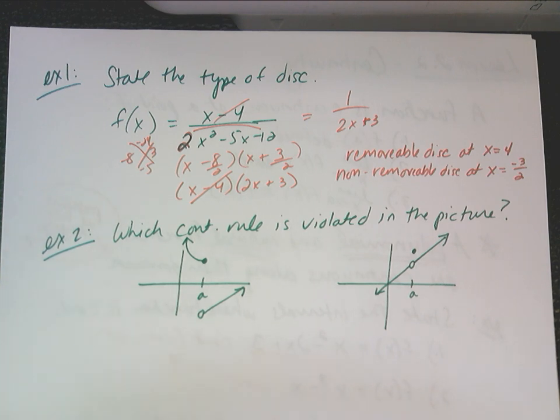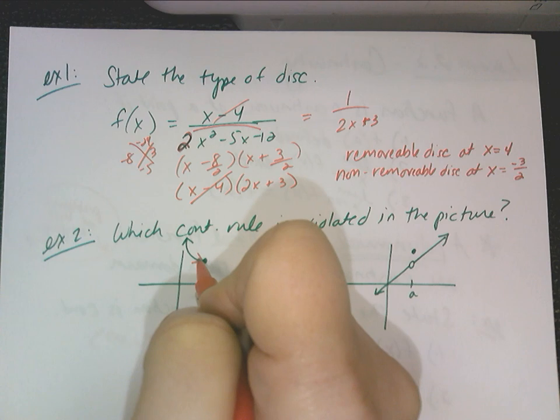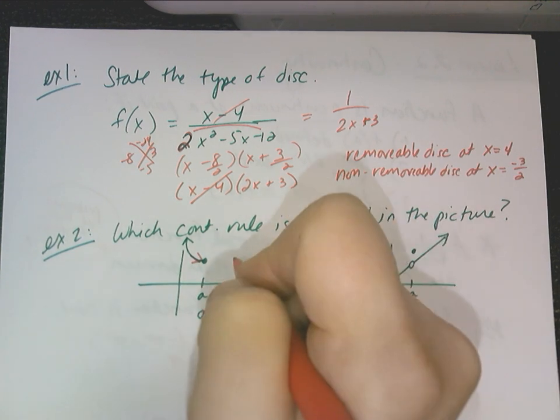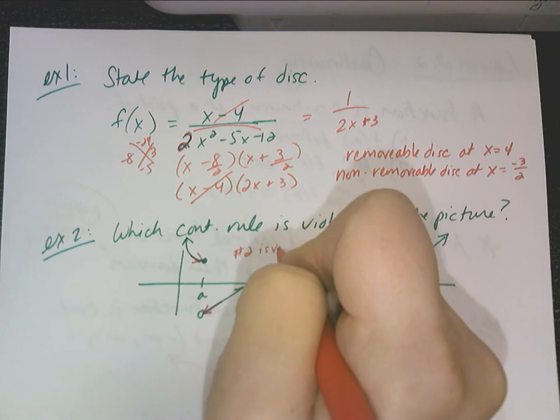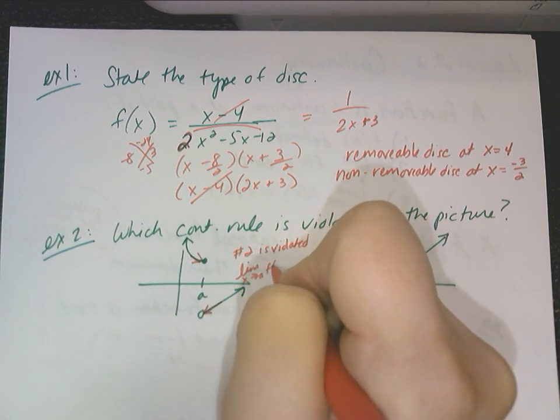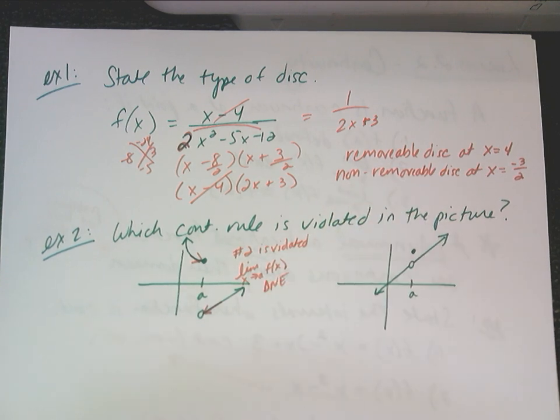Rule 2 says that the limit as you approach A from both sides is also defined. It exists. Okay? Well, let's check the limit. If I was going this way, wouldn't that y value be different than this y value? So does the limit exist there? So number 2 is violated. Number 2 is violated, which is the limit as x approaches A of f of x does not exist. Okay, so however they answer it, but that's the violation.